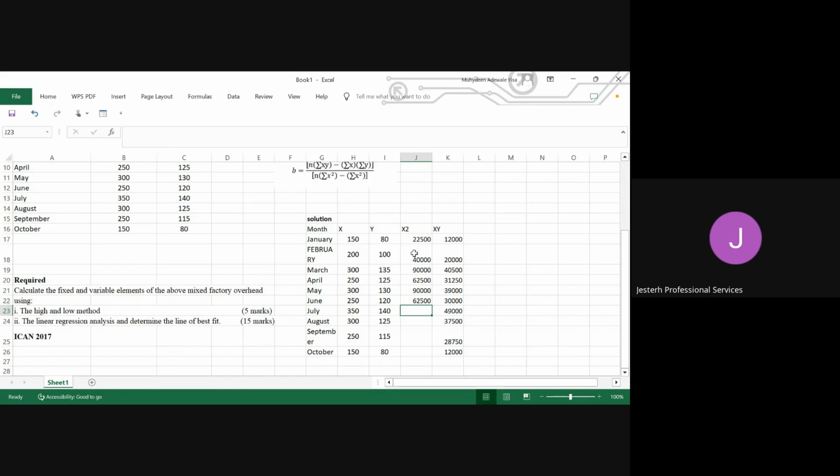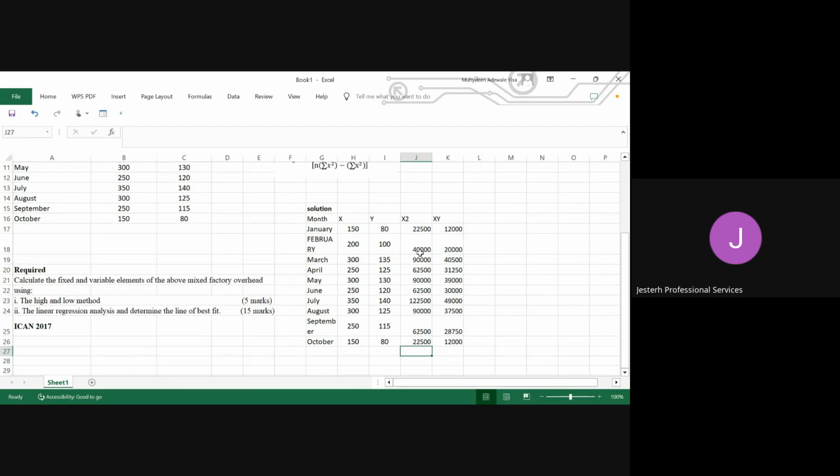350 raised to the power of 2 is 122,500. Now 300 raised to the power of 2 is 90,500. 250 raised to the power of 2 is 62,500. And then 150 raised to the power of 2 is 22,500. Now we have calculated the x squared, we have calculated the xy. Now we need to sum them.